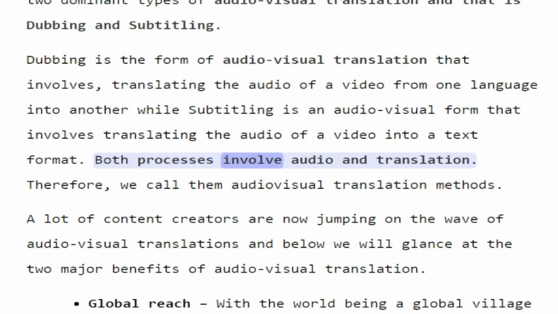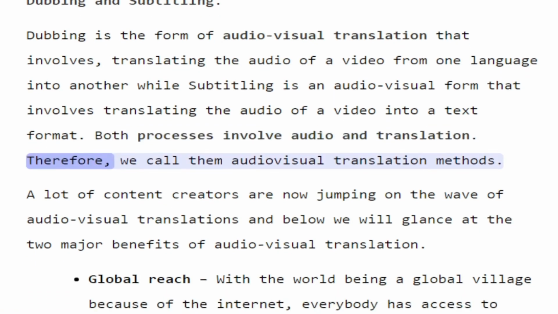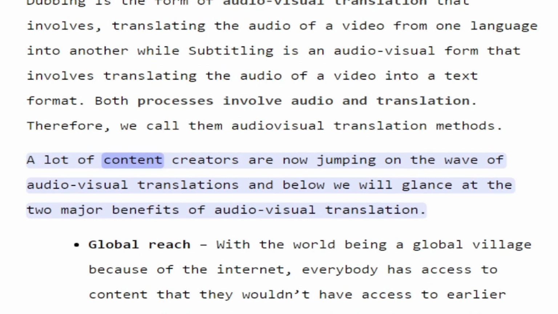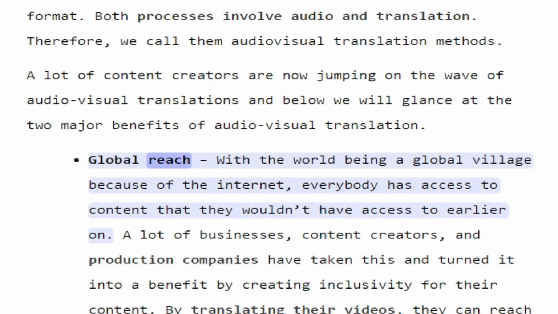Both processes involve audio and translation. Therefore, we call them audiovisual translation methods. A lot of content creators are now jumping on the wave of audiovisual translations, and below we will glance at the two major benefits of audiovisual translation. Global reach. With the world being a global village because of the internet, everybody has access to content that they wouldn't have access to earlier on.